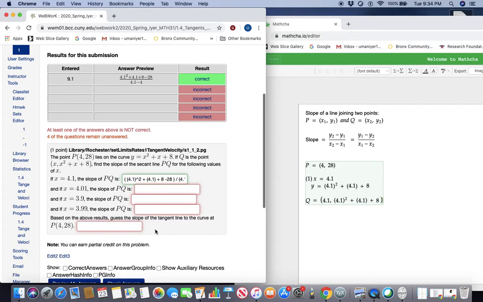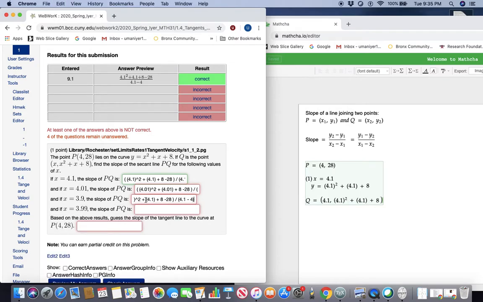So good. Now all I have to do in the next examples is simply cut and paste this and replace 4.1 by 4.01 and so on and so forth. Is that simple? I will copy and paste. Wherever I see 4.1 here, I will replace it by 4.01. Likewise, in the next case, my x is 3.9.